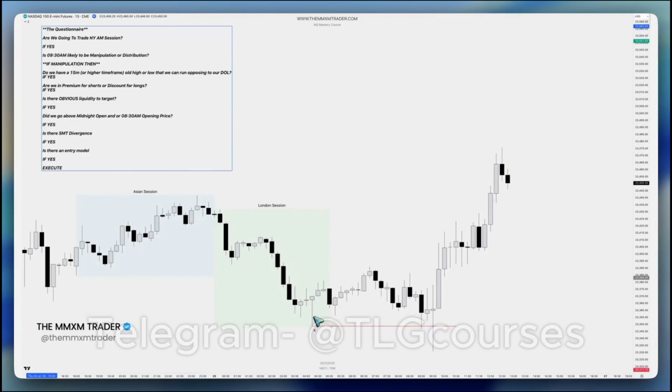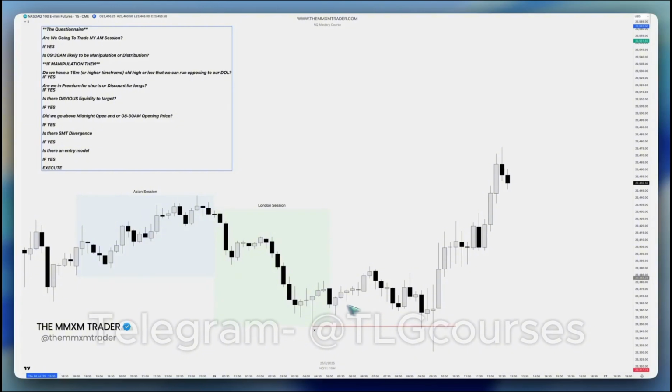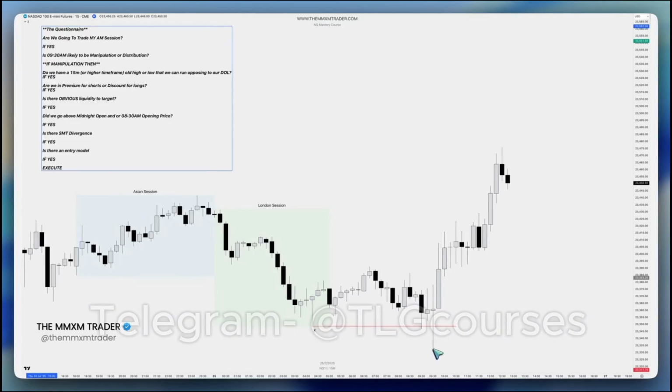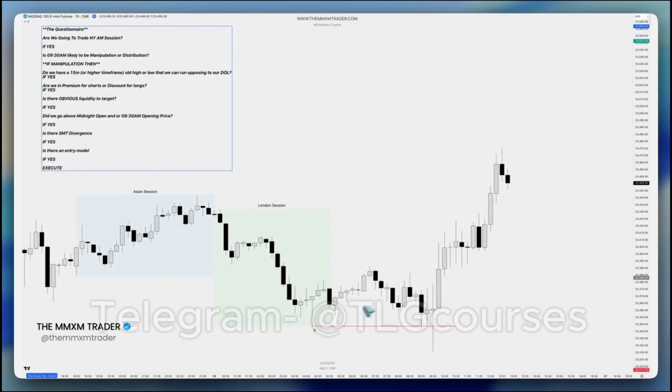Is 9:30 a.m. likely to be manipulation or distribution, right? We need the bias for that. And notice we're accumulating here, so we can't reverse from accumulation, so we need to be manipulation. Okay. Do we have a 15-minute or high time frame old high or low we can run opposing to our drawn liquidity? Yes, we have this low. Okay, so we can move on.